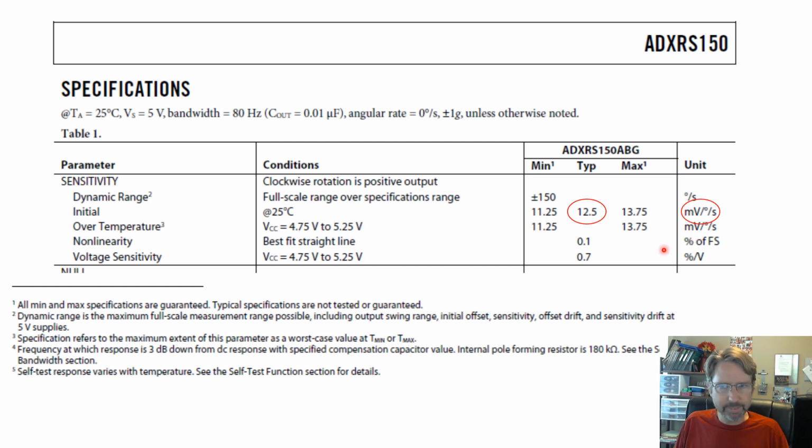All right, so sensitivity is what we're on. So here's the sensitivity for the gyro, 12.5 millivolts per degree per second. So degrees per second is how fast it's turning. So that's the input, and the output is in millivolts. So 12.5 is typical, and they give a range here. So if it's between 11.25 and 13.75, they will sell it. And if it's outside that range, they'll toss it or sell it as a cheaper part or something.